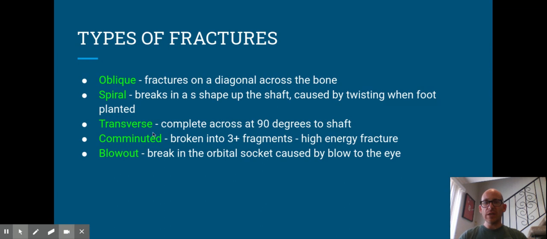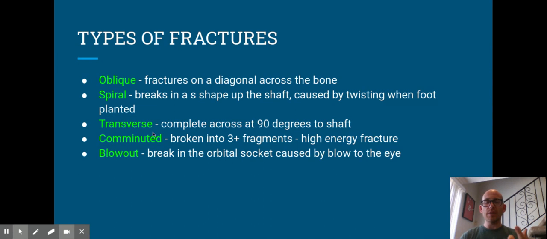Comminuted is where the bone is shattered into multiple pieces. So there usually has to be pretty tremendous force for this to occur. It's usually like a crushing or a side hit into the shaft, causing it to fracture and splinter.